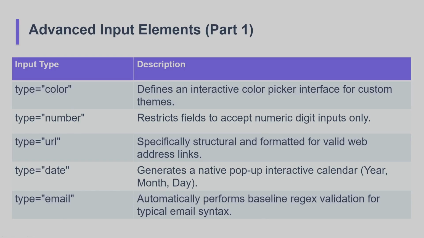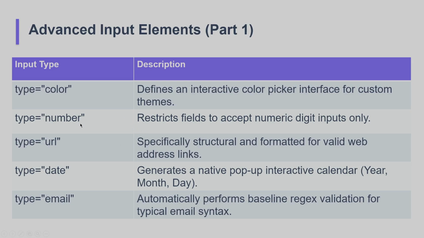Now let's look at some advanced input elements introduced in HTML5. The first input type is color. The input type equal to color field displays a color picker that allows the user to select colors visually, instead of typing the color codes manually. It is commonly used in website customization tools and design applications.